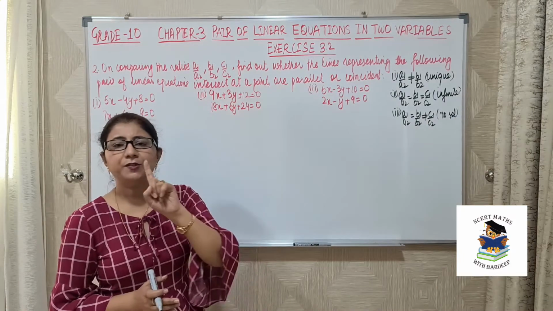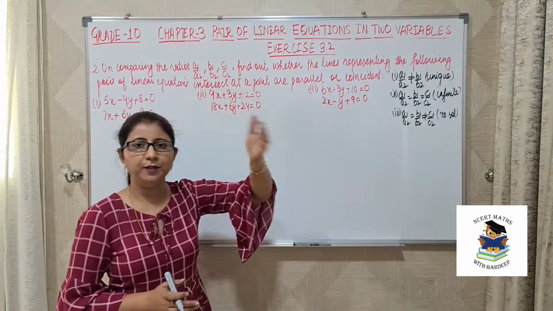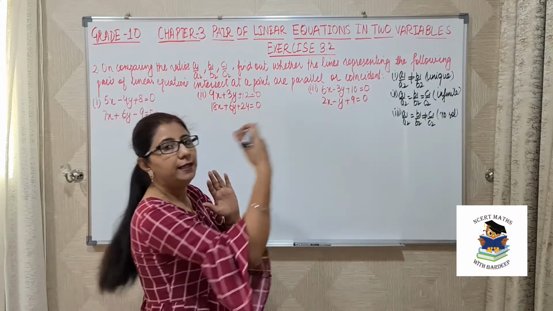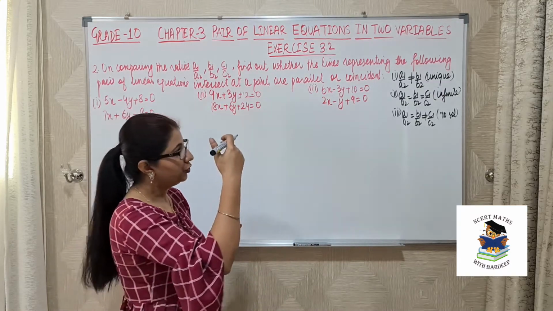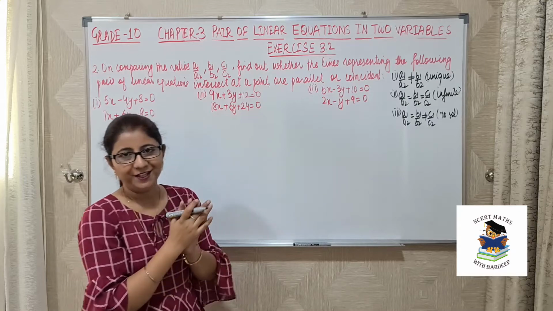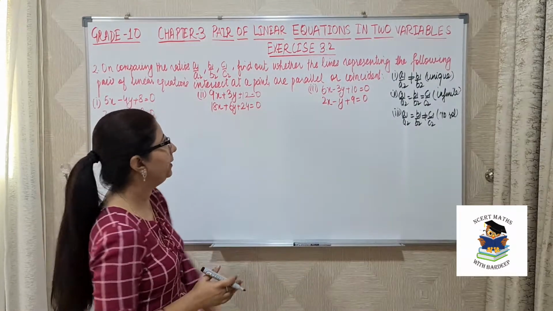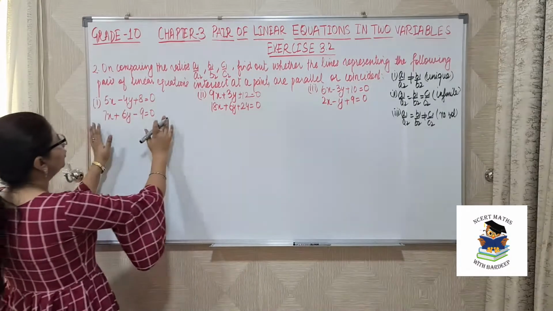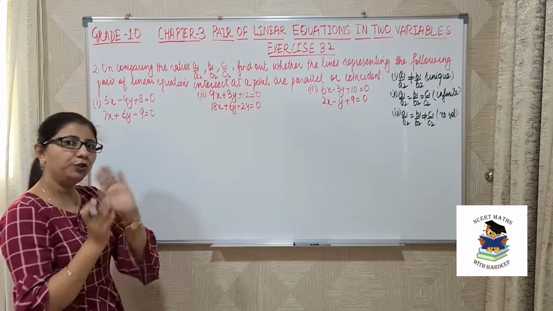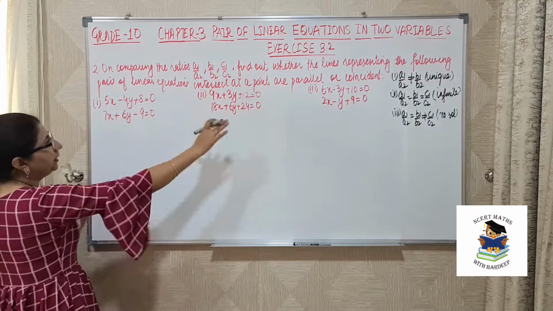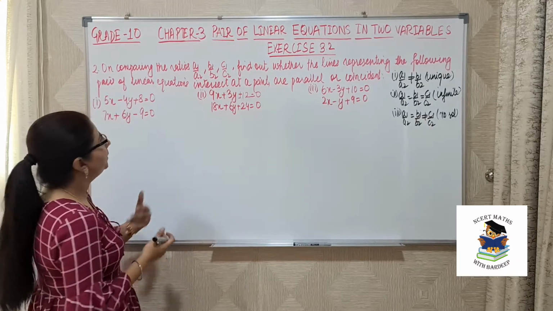Okay, but always remember one thing, that whenever you have to find a1 by a2, b1 by b2 and c1 by c2, the right hand side of your equation should be 0. You should shift your constant to the left hand side of the equation. So now let's solve these three parts on the basis of this. First of all you should check whether the right hand side is 0 or not. If not, then you should make it 0. In our case, everywhere the right hand side is already 0, so we can skip that step.